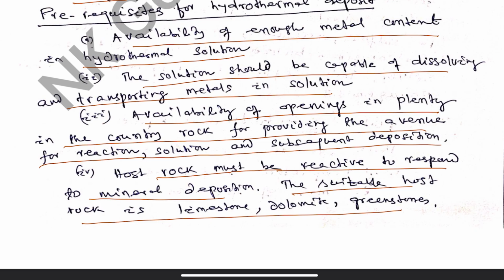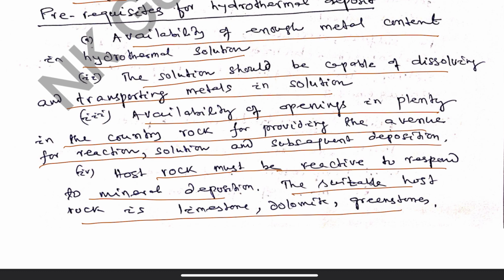In the case of cavity filling, the cavities present in the country rock are filled up from the hydrothermal fluid through crystallization of the metals present in it. But in the case of replacement, the country rock must be of suitable composition so that the reaction between the hydrothermal fluid and the country rock will take place, and under that condition, if the rock is highly favorable to react, deposits may be possible.